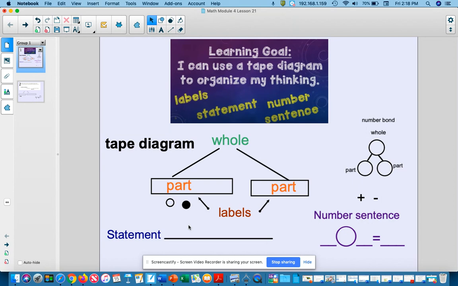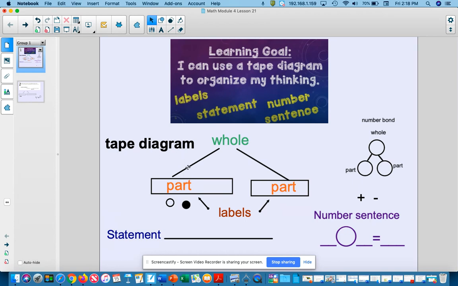Our learning goal today is I can use a tape diagram to organize my thinking. So we've already talked about tape diagrams as far as labels and a statement, and today we're going to make sure that we include a number sentence. So let's review a tape diagram.